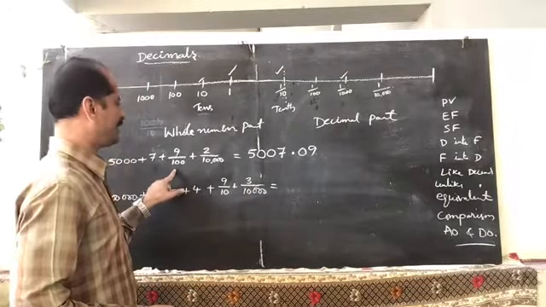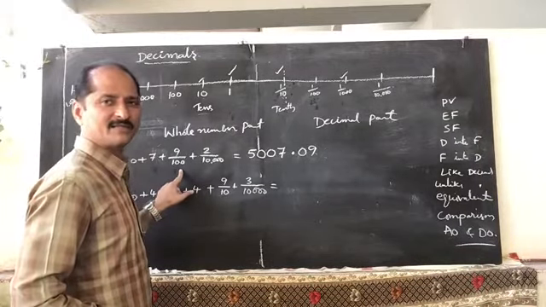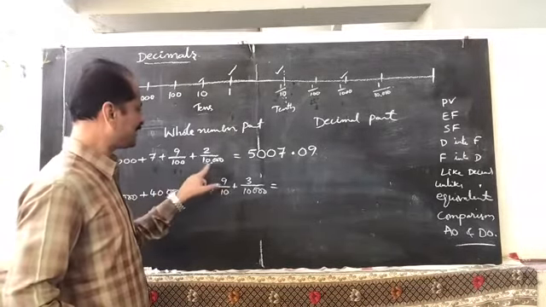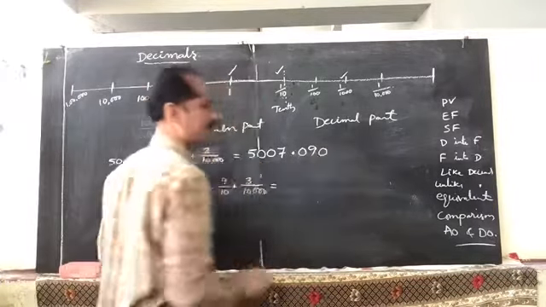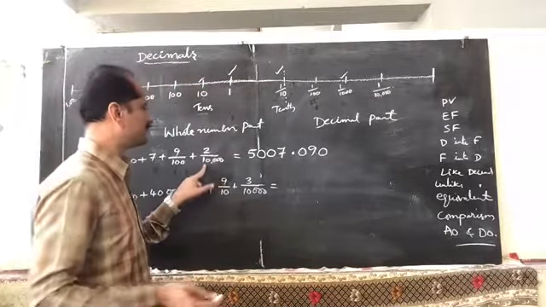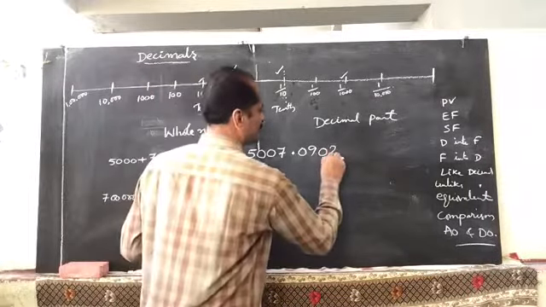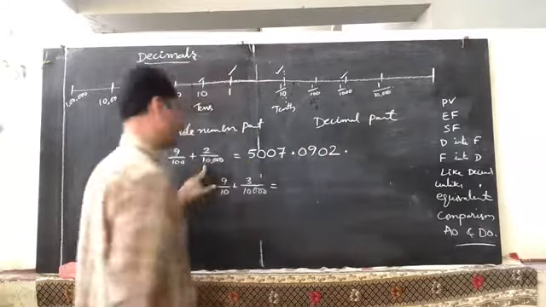So 9 by 100, and next lower than 100th place, 1000th place. Is there any 1000? No, so place 0 in 1000th place. Next lower than 1000th place, 10,000th place. The digit is 2. So stop here, nothing is there afterwards. So that is one.